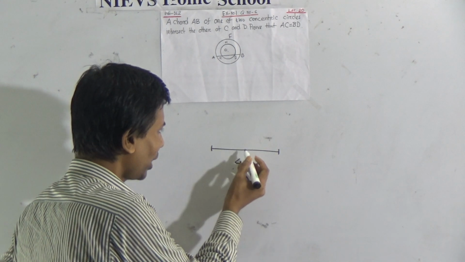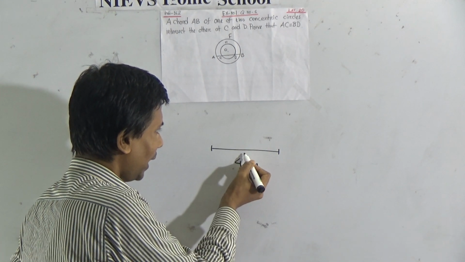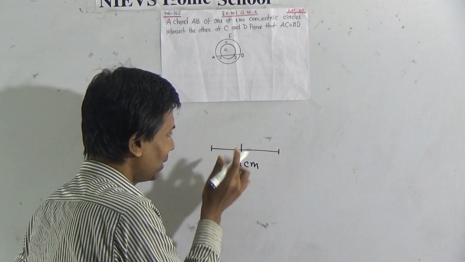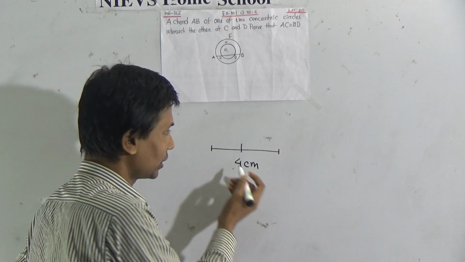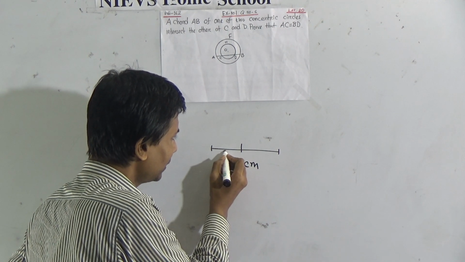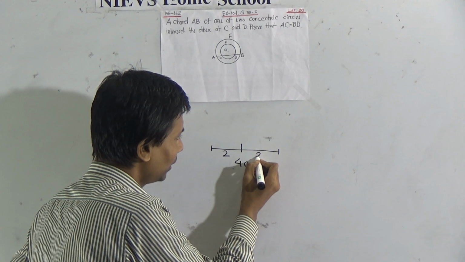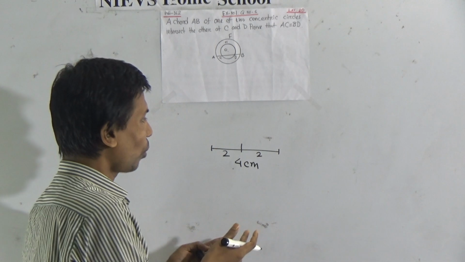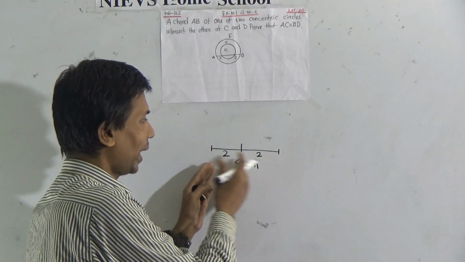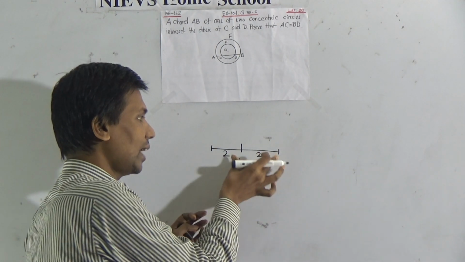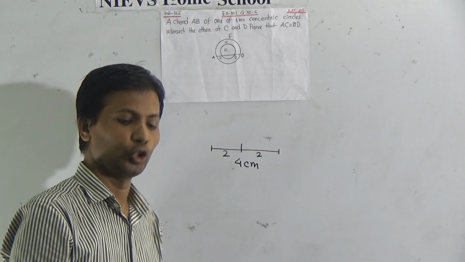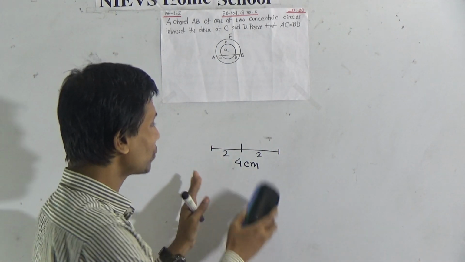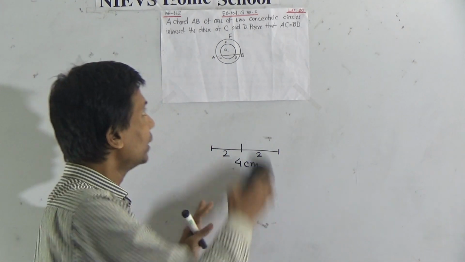That means if you draw a perpendicular here and bisect, then this line segment divides equally into 2 parts. That means this is 2 centimeter and this is 2 centimeter. This is called bisect. If you draw a bisector for any line segment, then it divides equally into 2 parts. You remember it because I use this law in this theorem.